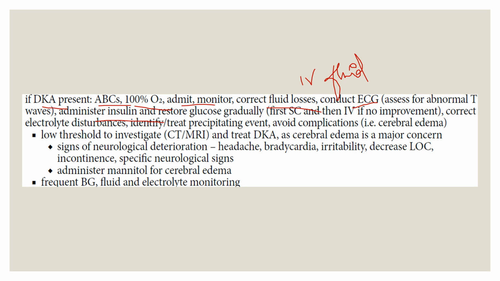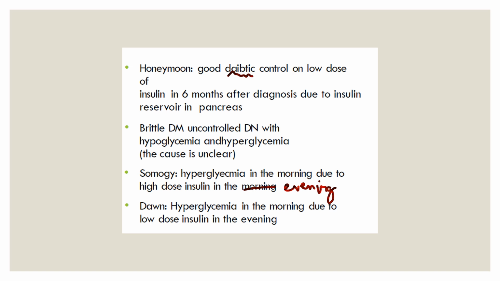Okay, correct the electrolyte disturbances, identify or treat any precipitating events, usually infections, and avoid any complications like cerebral edema. Have a low threshold to investigate with CT and MRI and treat DKA. Cerebral edema is a major concern. Signs of neurological deterioration can include headache, bradycardia, irritability, decreased level of consciousness, incontinence, and specific neurological signs. You can administer mannitol for cerebral edema. You can monitor the blood gas and fluid and electrolyte status along with the blood glucose.